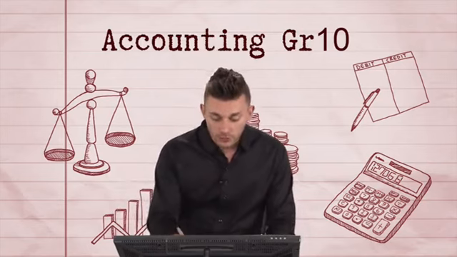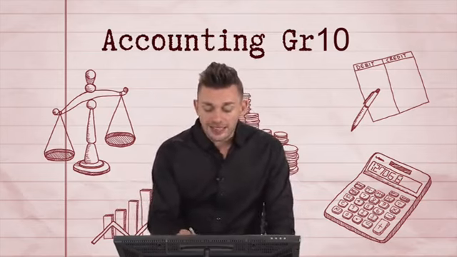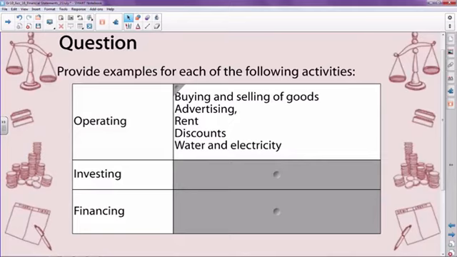Let's look at them. So the first one, the operating, is when you buy and sell goods. So that is when you have your sales, your trading, your cost of sales, your debtors allowances, your water, electricity. I've listed advertising, your rent, your discounts received and discounts allowed, telephone, stationery, packing material, depreciation, trading stock deficit. All of those things will be part of operational, and the list can go on and on.